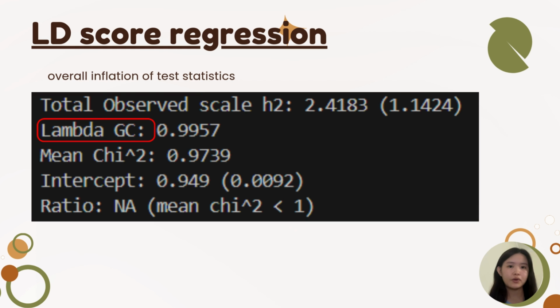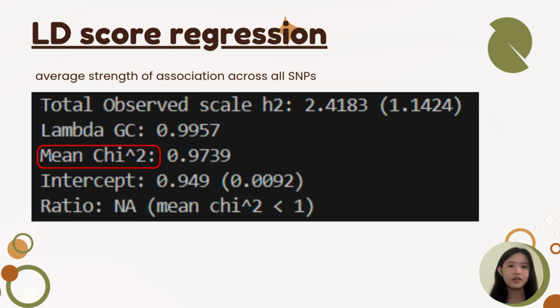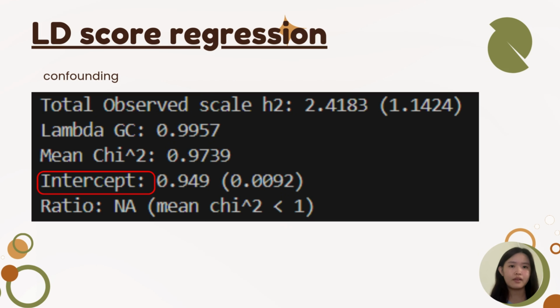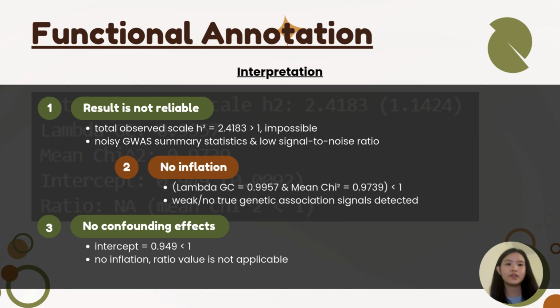Lambda GC shows overall inflation of test statistics, or how much the p-values deviate from what we would expect by chance. Mean chi-square shows the average strength of association across all SNPs. Intercept estimates confounding, such as population structure or relatedness. Ratio tells us what proportion of the inflation in test statistics is due to confounding rather than true genetic signal. Based on the result, several interpretations can be made.